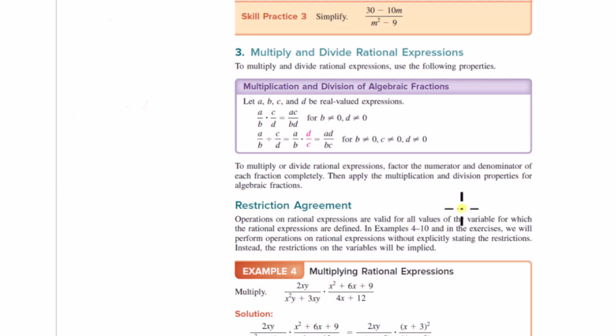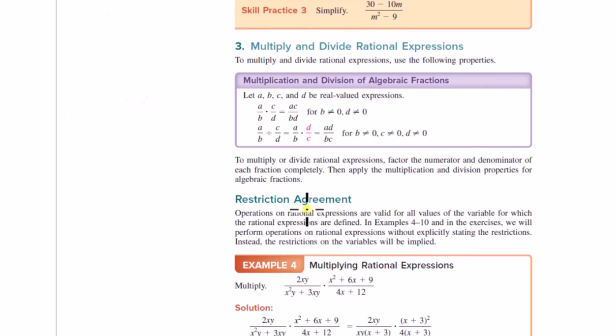Now it says, to multiply or divide rational expressions, factor the numerator and denominator of each fraction completely, then apply the multiplication and division properties for algebraic fractions. We'll see how to do this. If you factor them before you combine them, you can combine all the factors into one expression and then just start canceling them out. Multiplication and division of rational expressions is pretty straightforward.